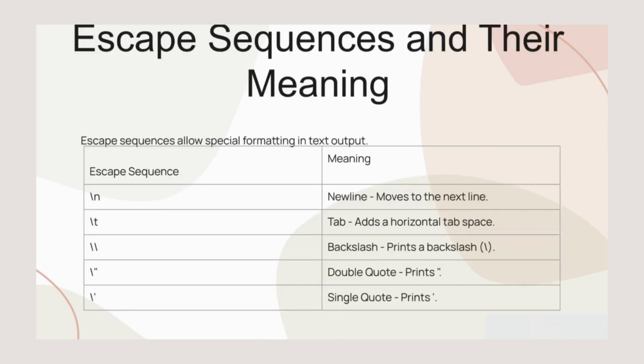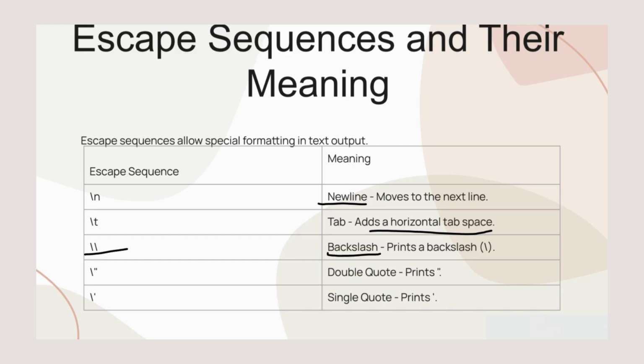Escape sequences and their meaning. Escape sequences are usually used in C programming to give different types of formatted output on the console screen. \n usually takes the cursor to a new line. \t simply adds a horizontal tab space. So instead of giving multiple spaces, you can say \t, and it will add a new tab.